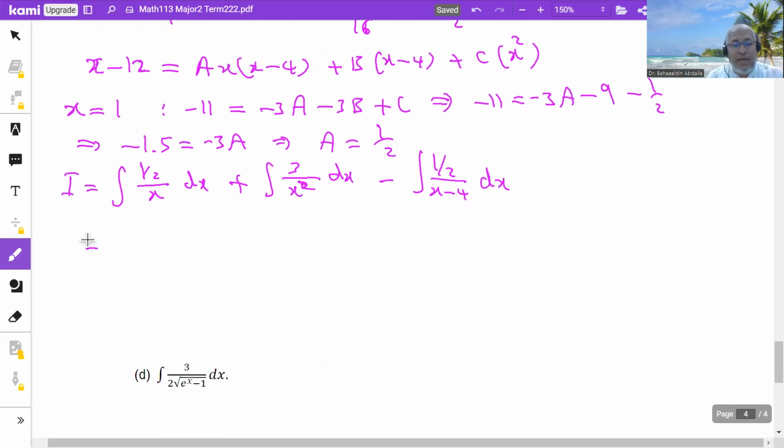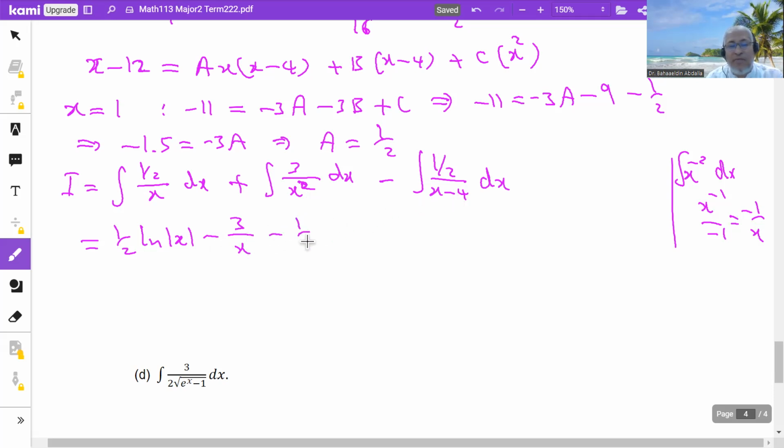So that's it. The answer would be half 1 over x. The integral of 1 over x is ln absolute value of x. 3 over x squared, I'll take it up, so it would be x to the power negative 2, and the integral would be x to the power negative 1 over negative 1. So I will write it negative 1 over x, and there is a 3, so it would be negative 3 over x. And this half, I can take it outside, and the integral of 1 over x minus 4 is the ln absolute value of x minus 4 plus c, and that would be the answer of the question.